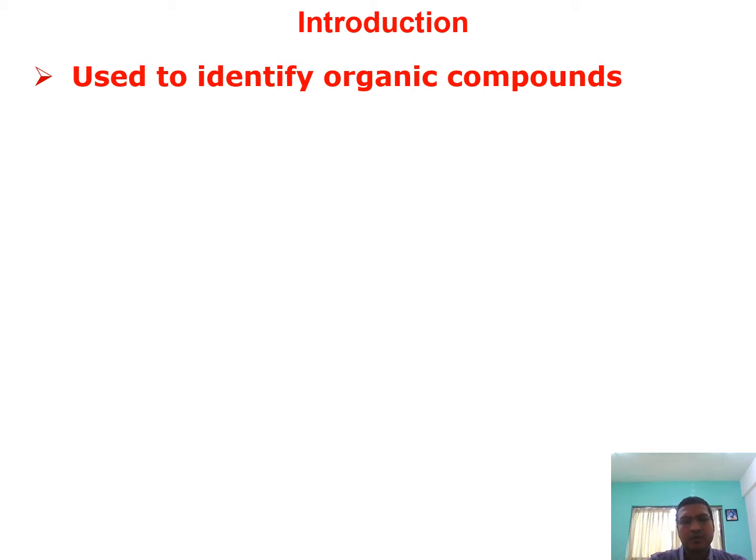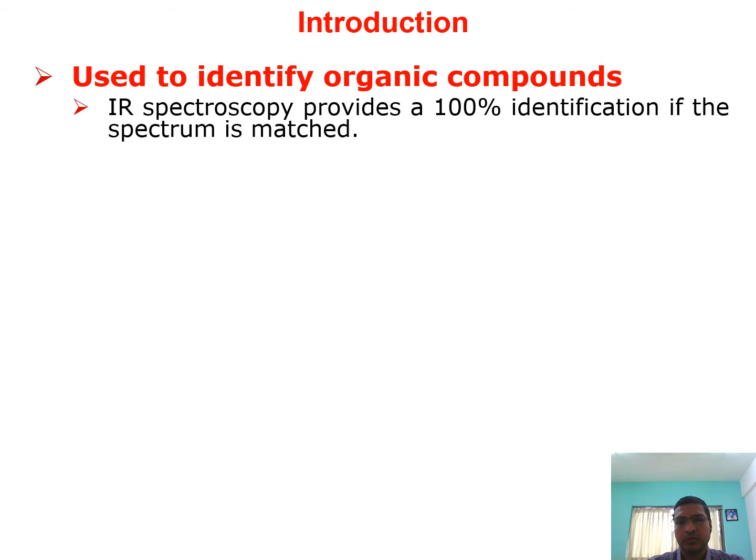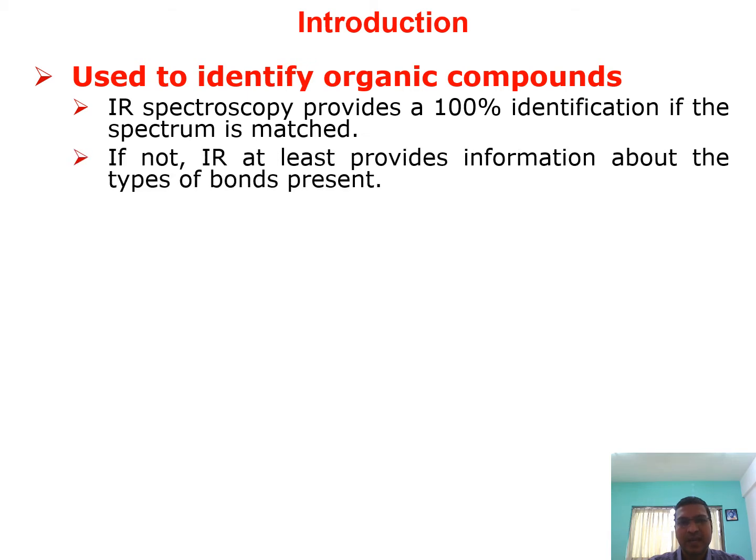Now, how is infrared spectroscopy used, and why is it used for the identification of organic molecules? An IR spectrum can provide 100% identification when the spectrum is matched. Otherwise, IR at least provides information about the types of bonds present in the molecule. It is easy to use, and the instrumentation cost is also very cheap compared to other instrumentation that we need in a chemistry or physics lab.